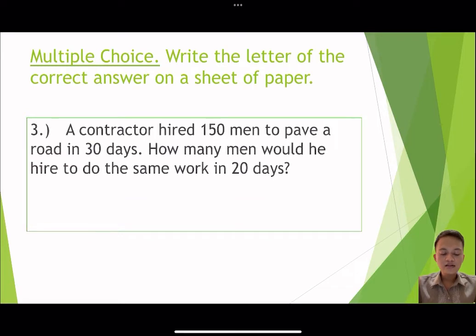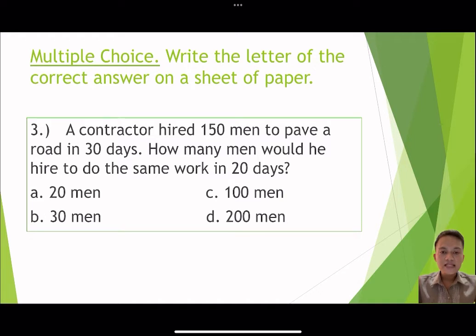A contractor hired 150 men to pave a road in 30 days. How many men would he hire to do the same work in 20 days? A. 20 men, B. 30 men, C. 100 men, D. 200 men.